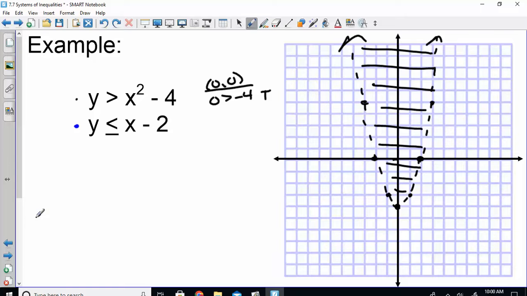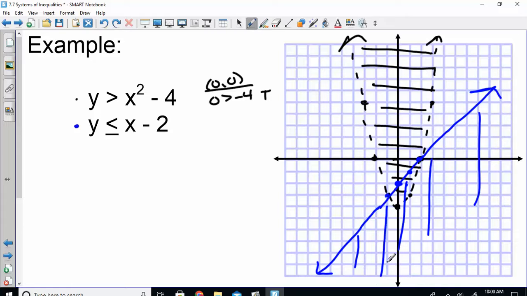And then we do this one. So this one's just a line. Y-intercept negative 2, slope of 1, so up 1 over 1. Solid or dashed? Solid. Okay, so if I'm trying to decide where to shade, less than tells us below. So what's the overlap? Right there, the little section.